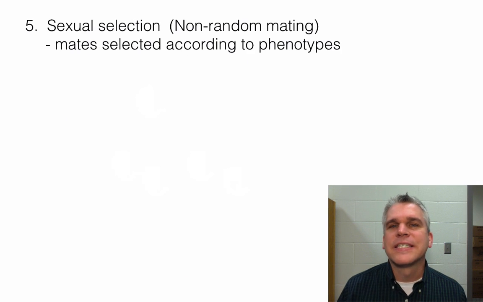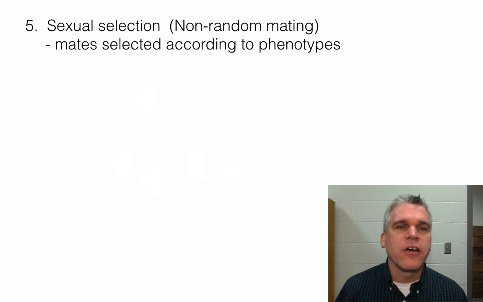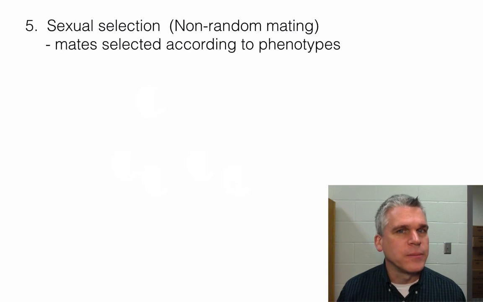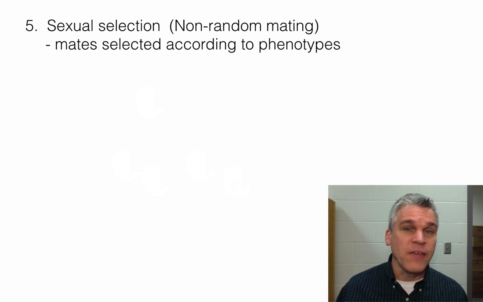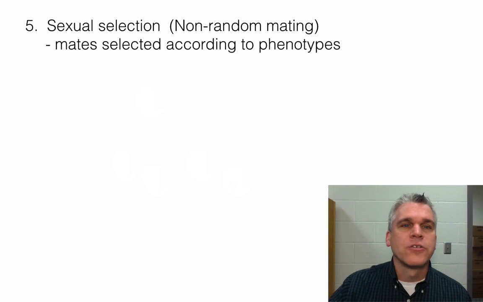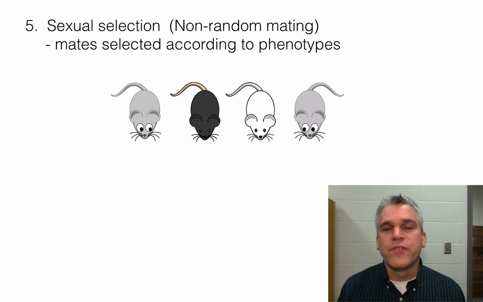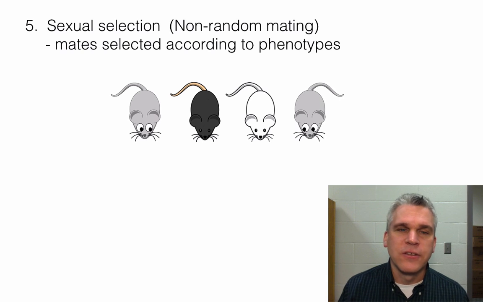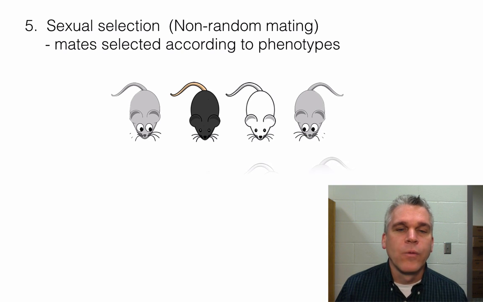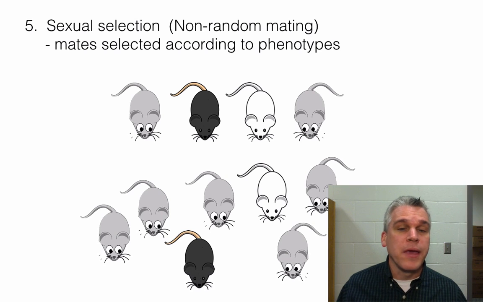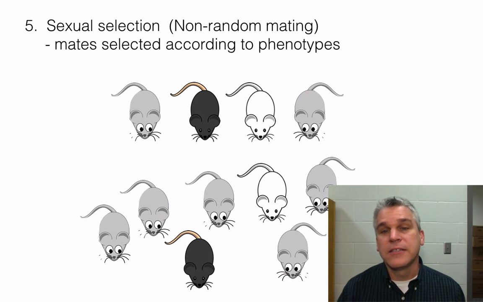And the last type is called sexual selection. Now this is non-random mating. Here, mates are selected according to phenotypes. So in other words, females are looking for certain traits in their males. If they don't have it, they're not going to mate with them. So for instance, let's say that these two females in the middle are really attracted to these males that have large eyes. And pretty soon many of the females are mating with the large-eyed males. Over time, we could have a population that is mostly made up of larger eyes, and the smaller eyes allele frequency decreases.